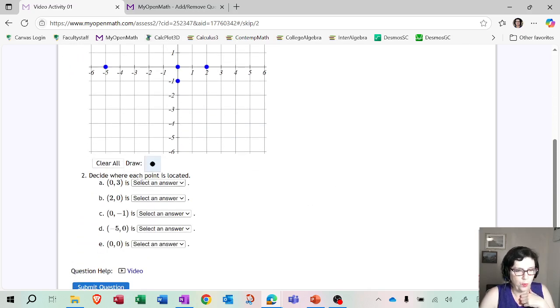How do we know where each point is located? Just look at which coordinate is not 0. So 3 is not 0, but 3 is the y coordinate, right? That's the second coordinate. So that means this point is on the y-axis. 2, 0, not 0 is the first coordinate, so that point is on the x-axis. This point is on the y-axis because the y coordinate is not 0. -5, 0 is on the x-axis. And finally, 0, 0, of course, is the origin.